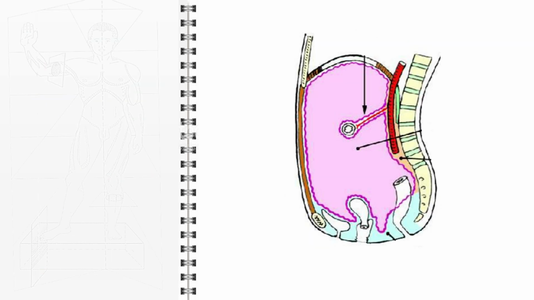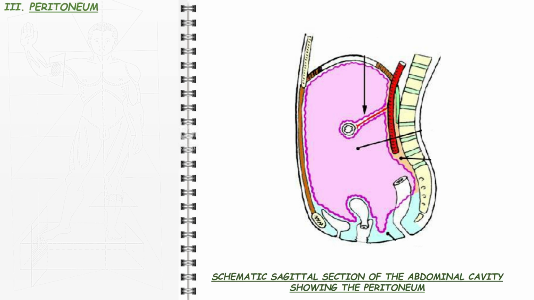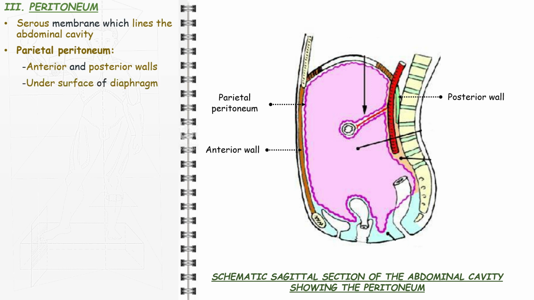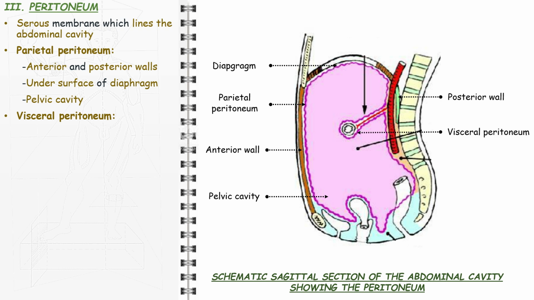Before getting to explore the nooks and crannies of the abdominal cavity, let's understand how the peritoneum, behind it all, managed to organize this wide chamber. The peritoneum is a serous membrane which lines the abdominal cavity. It covers the anterior and posterior walls, the undersurface of the diaphragm and the pelvic cavity. All this is the parietal peritoneum. In places it leaves the posterior abdominal wall or diaphragm to form a partial or complete investment for viscera. This is the visceral peritoneum, which forms the serous covering for many viscera.